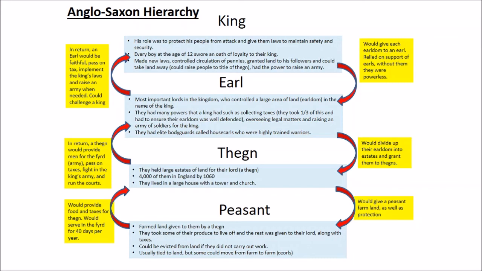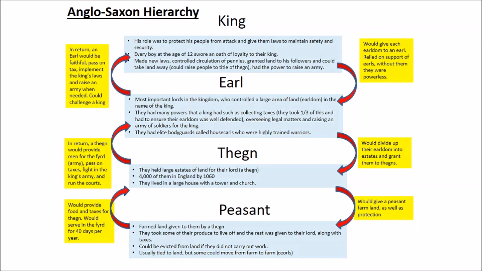And at the very bottom, the peasants. 70% of England, they were farmers. They could be evicted from their land if they didn't actually work on it. They couldn't move from farm to farm. They were mostly self-sufficient, so they would grow their own food and make their own clothes. Some of them would go to markets to trade with, but again, we will look at markets next lesson. I think it's next lesson. Okay, so if we're ready, we can now move on, okay?